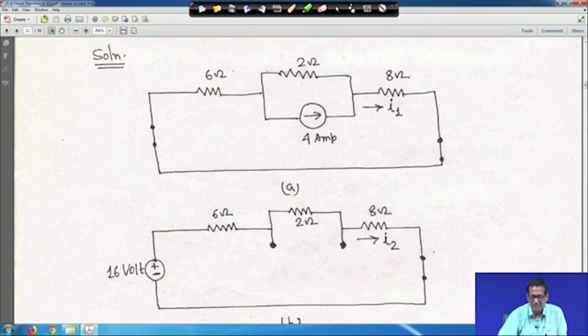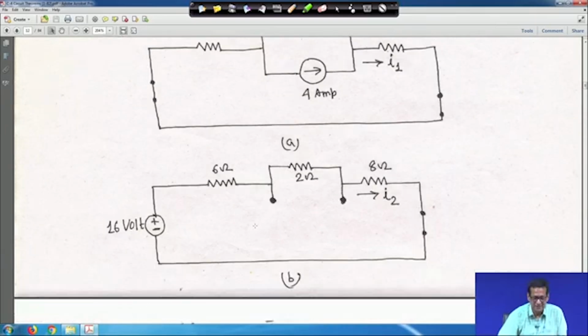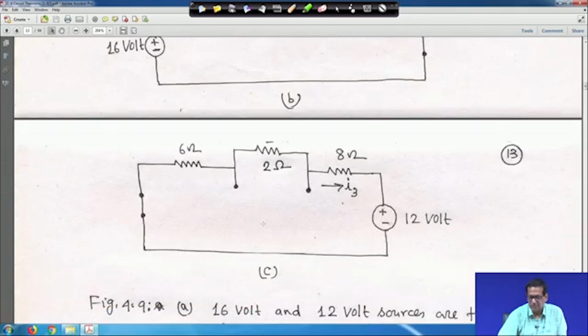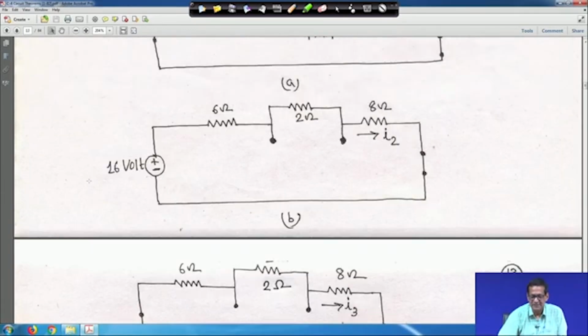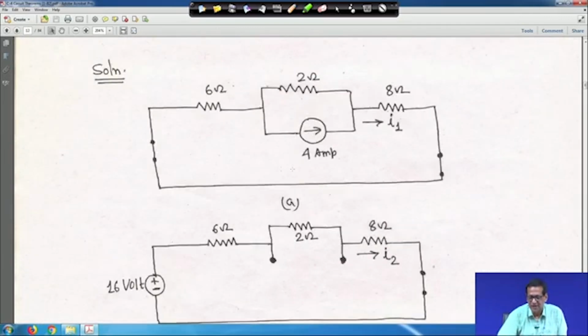Similarly, when the 16 volt source is taken, the current source is open and the other voltage source is shorted. Similarly, for the third one, the 12 volt source is there, the current source is open, and the other voltage source is shorted. So, this way one source at a time, the rest will be turned off. Very simple here.